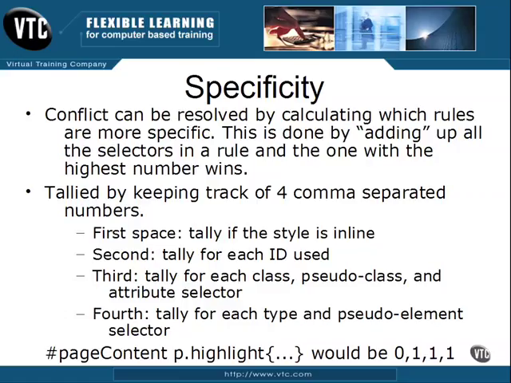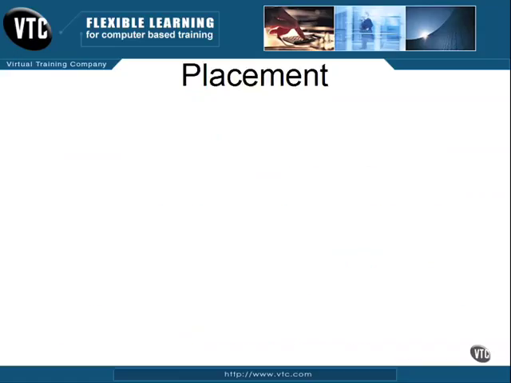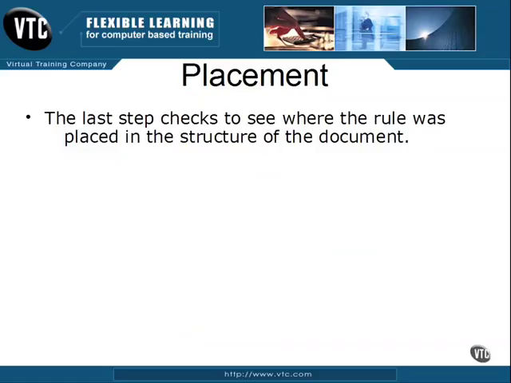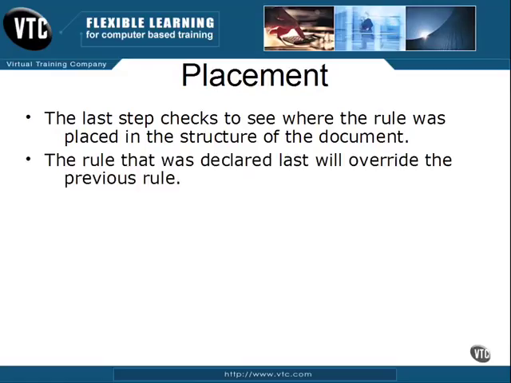Once these calculations have been performed, most conflicting styles will be resolved. However, if we have a continuing conflict that the calculation does not resolve, the last step of the cascade is performed. The placement of the rule is going to be taken into consideration, which is essentially when the rule is declared. So whichever rule was declared last or is closest to the HTML object will win, and its declarations will be applied.